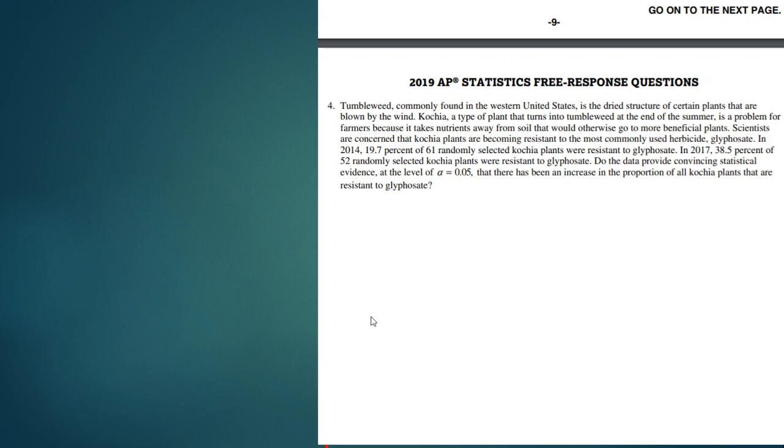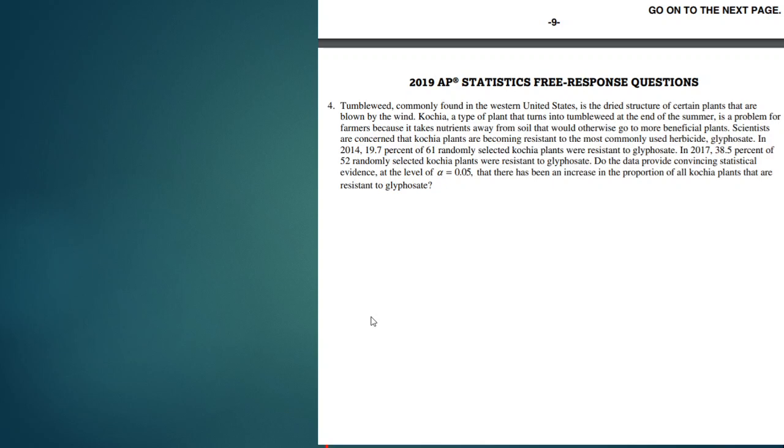So what I would say is, first of all, I'd like to define my parameters. Whenever you do a hypothesis test, because that's immediately what we should think of when we see the words provide convincing statistical evidence that there's been something, we have to immediately define our parameters as the very first thing.